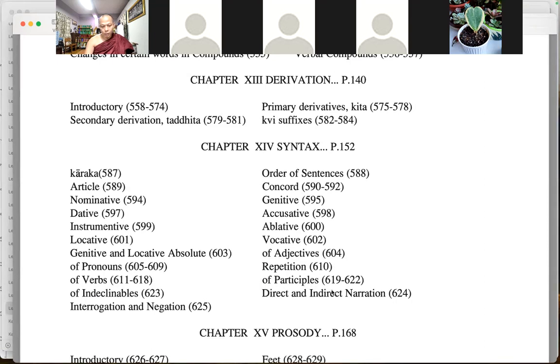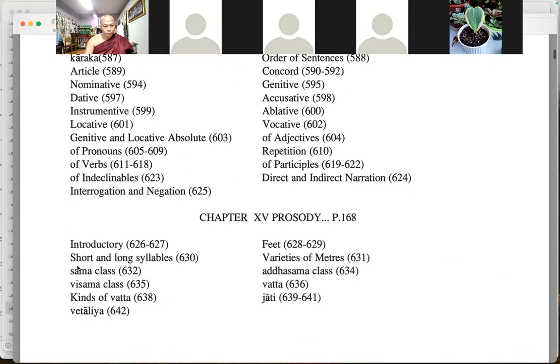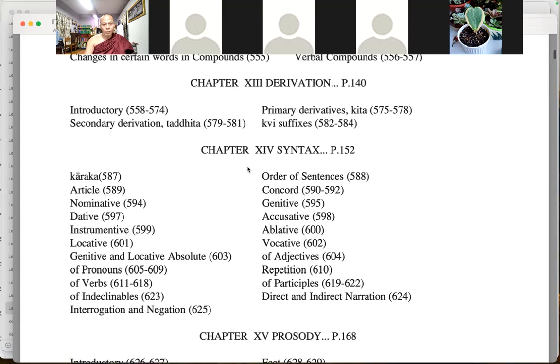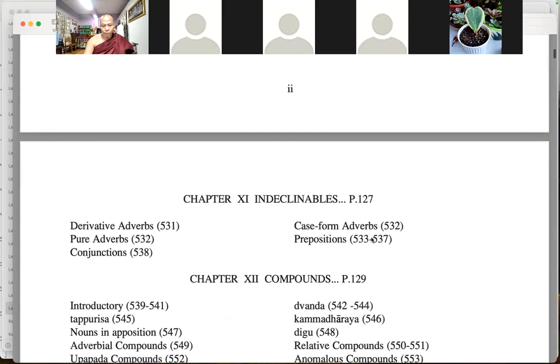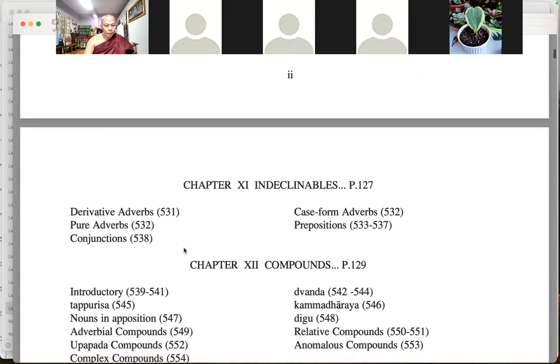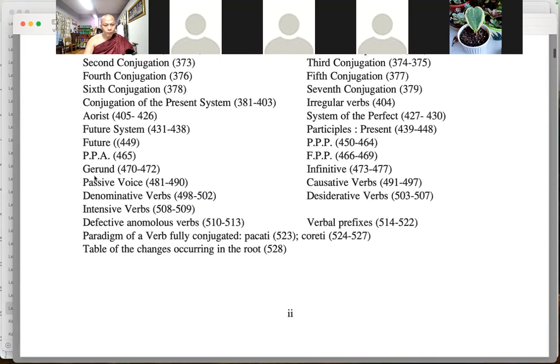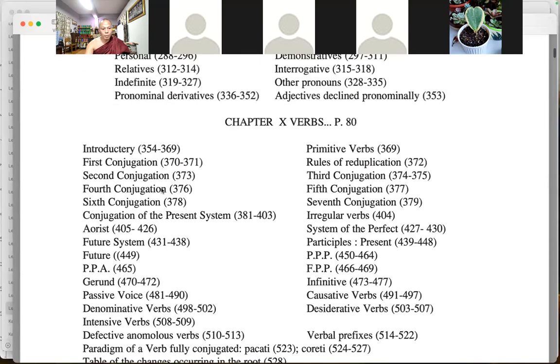of the participles, direct and indirect speech. So direct and indirect narration also. What is it? Maybe under the gerund he explained it. So case form and verbs derivative. So gerund is paragraph numbers 407 to 402. Okay, that is the paragraph number.